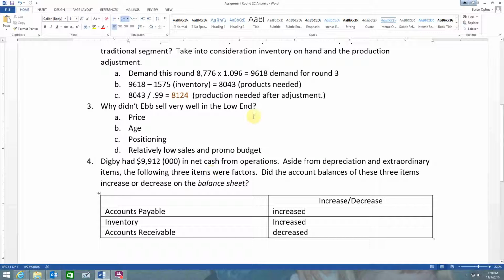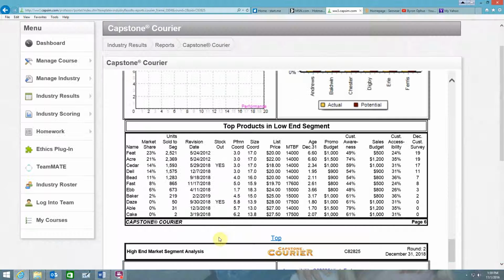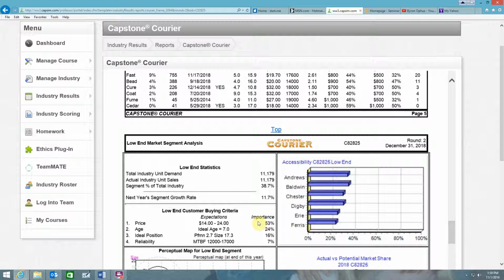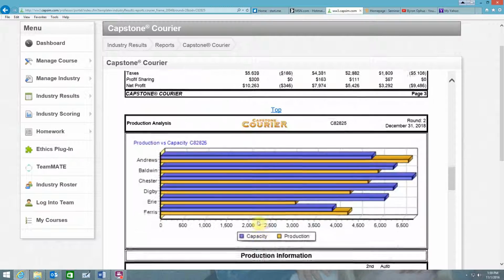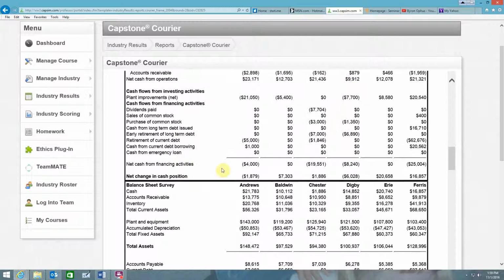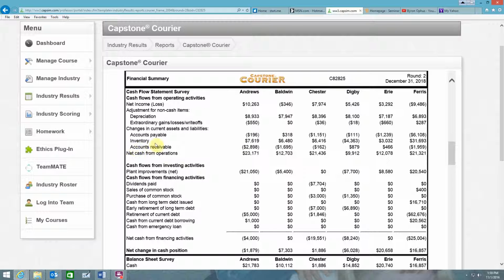Digby had $9,912,000 in net cash from operations. Aside from depreciation and extraordinary items, the following 3 items were factors. Did the account balance of these 3 items increase or decrease on the balance sheet? What I want you to get used to here, and there was an easy way to check it, is understanding the impact when we talk about cash. I have to think these things through every time myself.